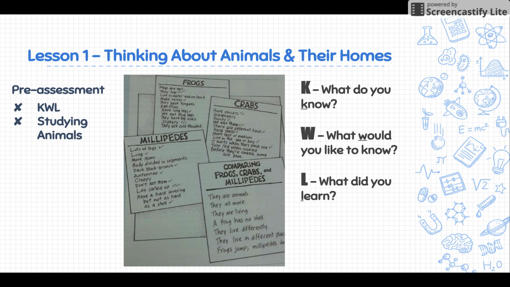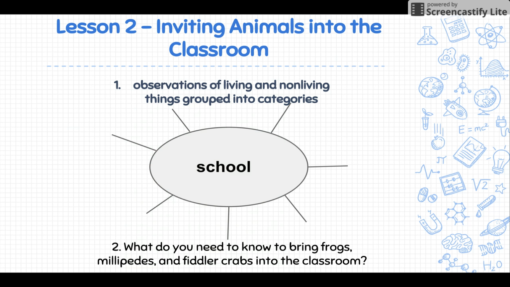There's also a worksheet where the students think about what animals might need to survive in the classroom. Lesson 2, they start to think about inviting animals into the classroom. So you draw this web on chart paper about the school environment, and you have them help you brainstorm observations of living and non-living things in their school environment. And then they help you put them into groups.